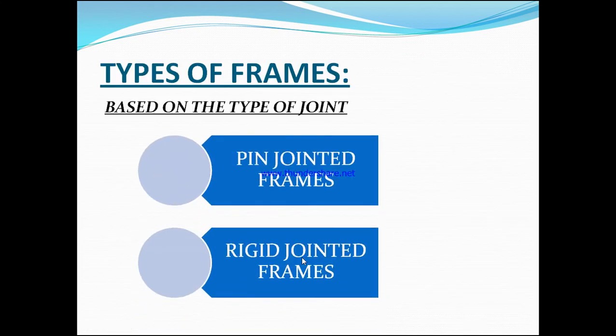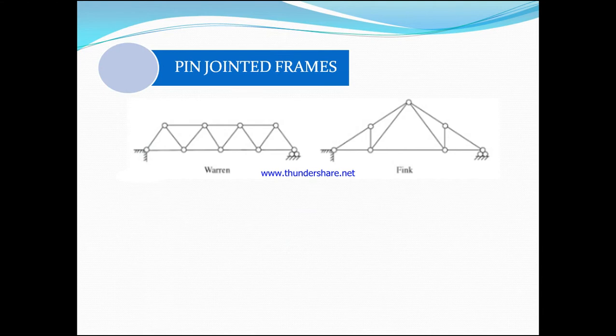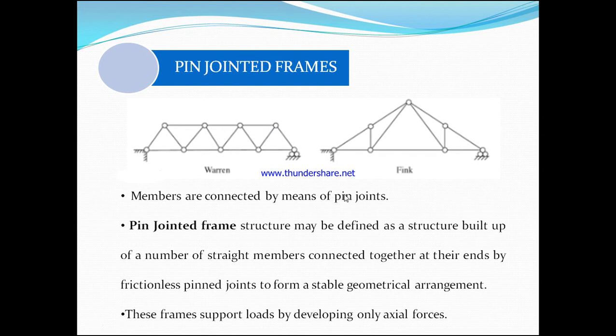Now coming to the types of frames. Generally frames are classified into different types. Based upon the type of joint, the frames are classified as pin jointed frames and rigid jointed frames. We'll see what a pin jointed frame is and what a rigid jointed frame is. In pin jointed frames, the members are connected by means of pin joints. A pin jointed frame structure may be defined as a structure built up of straight members connected together at their ends by frictionless pin joints, as you can see in the figure.